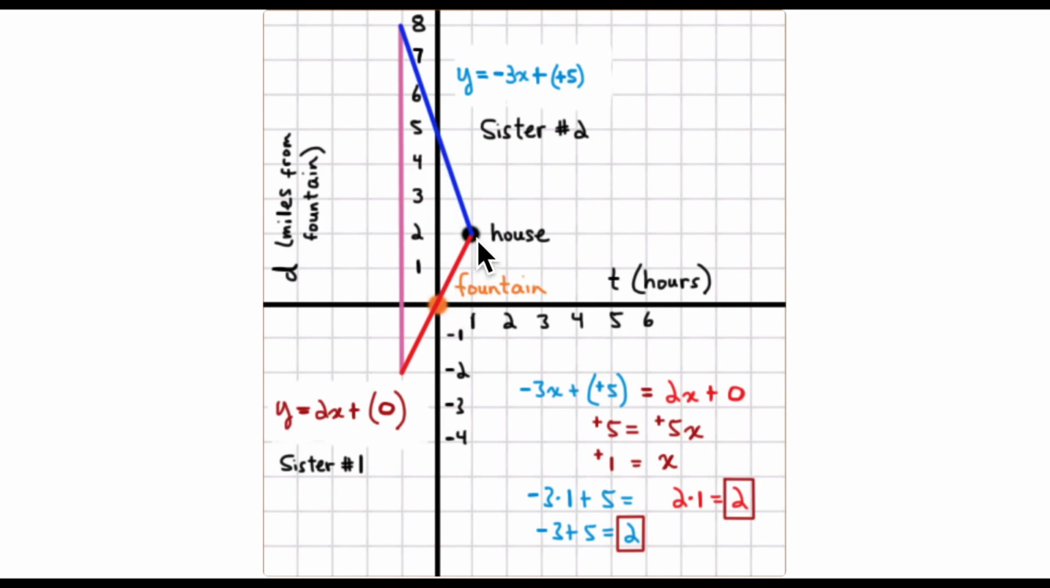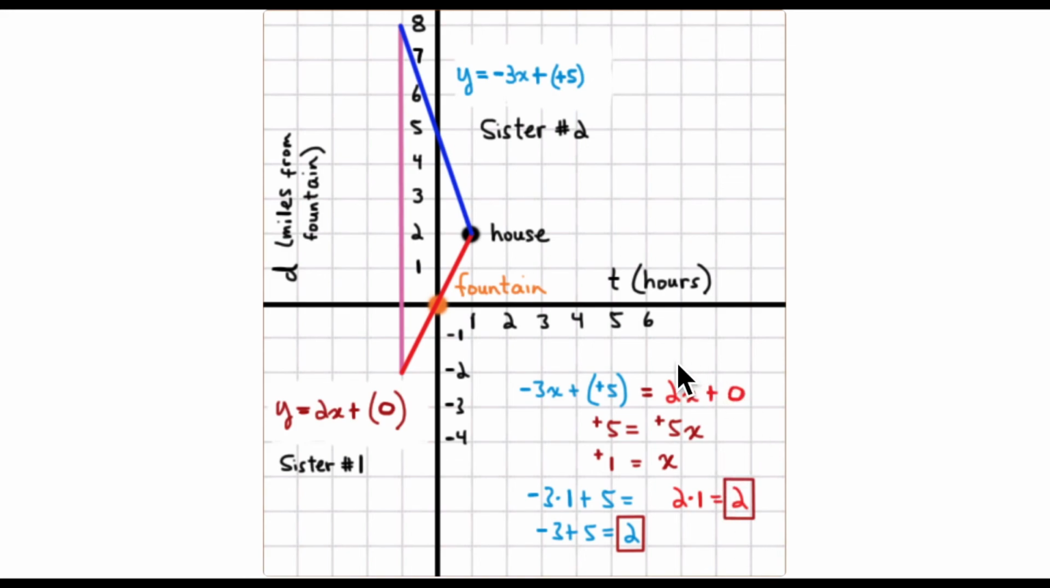And where is the house located? Replace that 1 for x in both expressions, and you will get the location of the house, and it's the same for both. It is 2 miles from the fountain. So negative 3 times 1 is negative 3, plus 5, so y is equal to 2. The house is 2 miles from the fountain. Or 2 times 1 is equal to 2. And again, the house is 2 miles from the fountain.